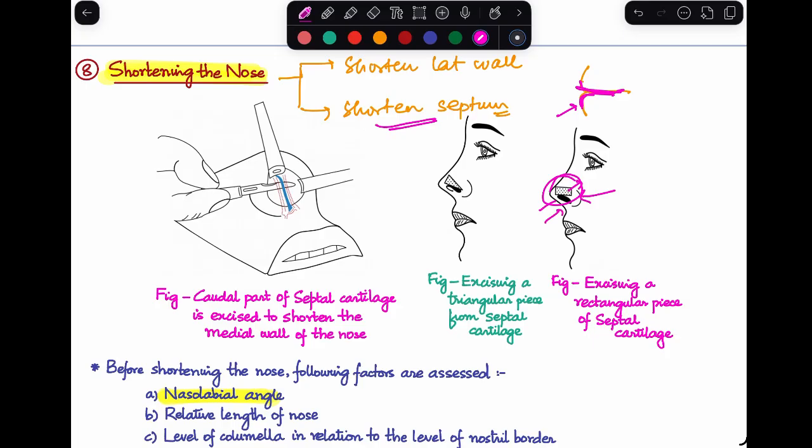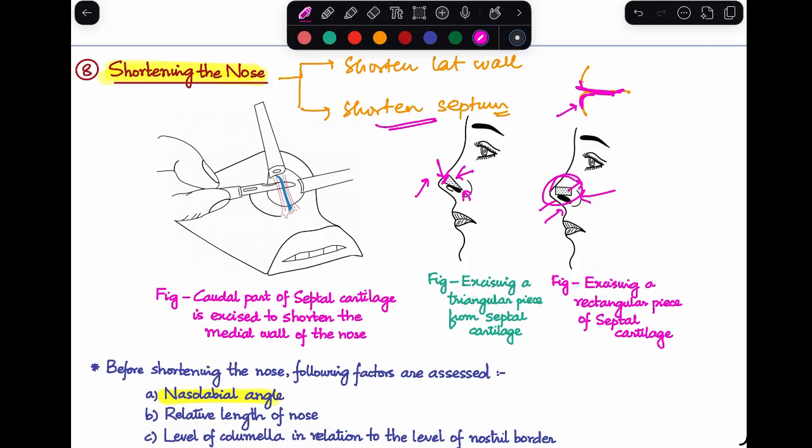Whereas the second way to do this would be to remove a triangular piece of cartilage, as you can see over here. The triangular wedge would be excised where the base will lie anteriorly and the apex of the cartilage would be pointing towards the nasal side. When you remove a triangular piece of cartilage, the tip gets tilted up and the nasolabial angle also opens up.